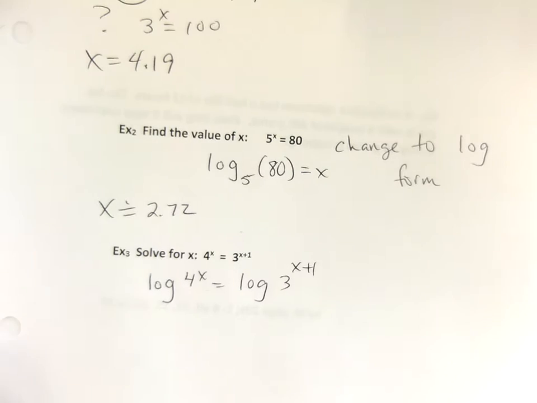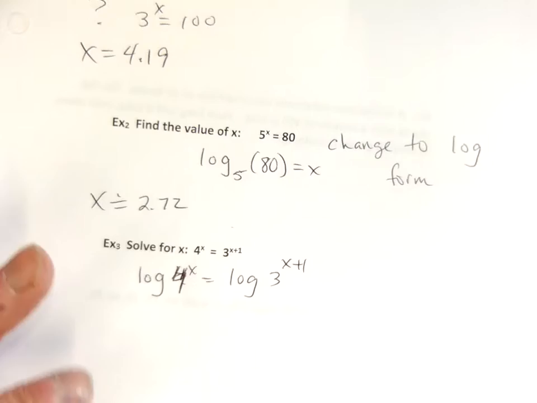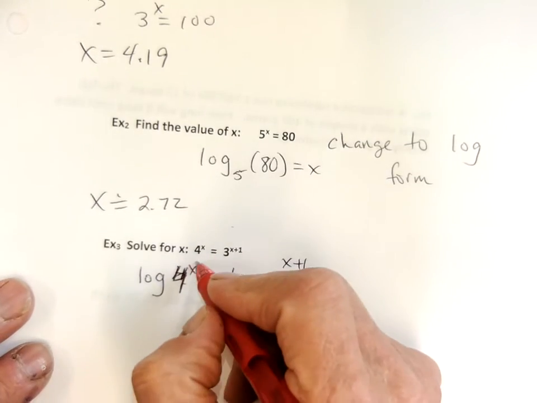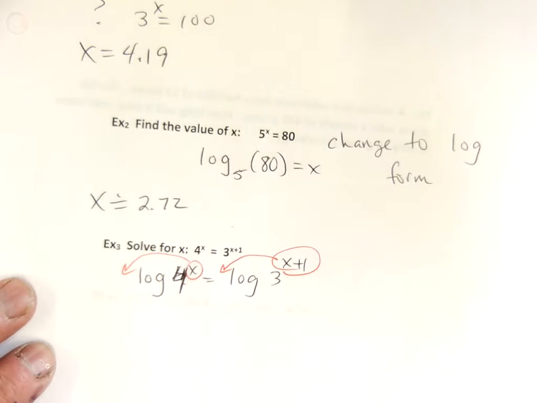Oh, I didn't write this very well, but I'll try and make it look better here in a second. So I'm going to rewrite this as 4 to the x. I float this down, and I float the exponent down, because I'm just using the rule that we learned on Thursday. It's n log base b. It just brings the exponent down.